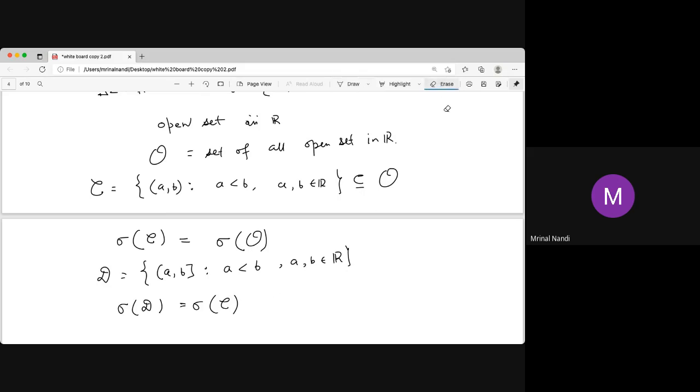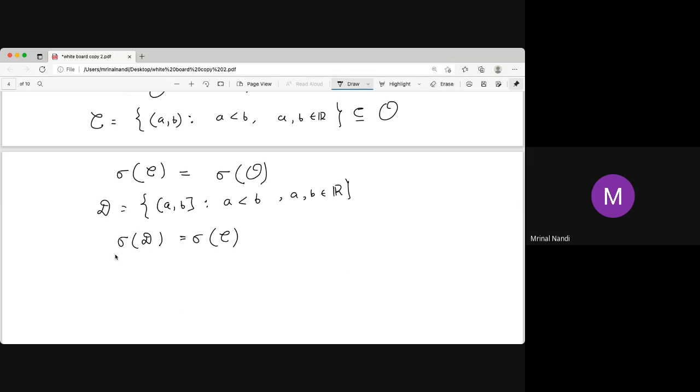How do you prove that? Take a set which is half open, half closed, and that can be written as a union of open intervals. How? It is easy. It's the union over n equal to 1 to infinity of a to a minus 1 by n. Sorry, how to write this? No, you can't take it as a union.